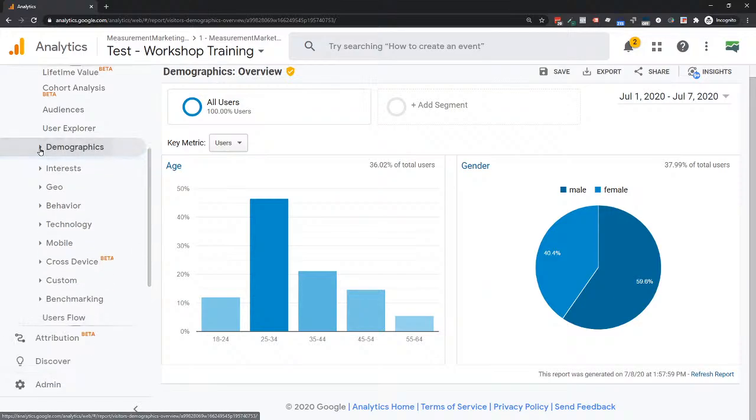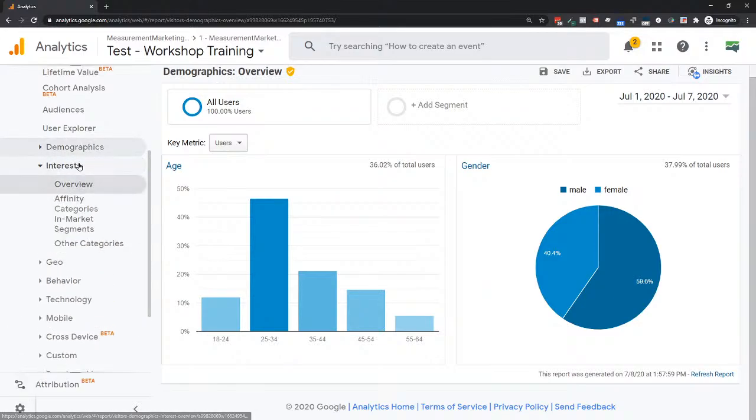Now, the next thing is the interest reports. Google Analytics gets its interest data the same way it gets the demographic data. And there are two categories I think are the more useful ones: affinity and in-market.